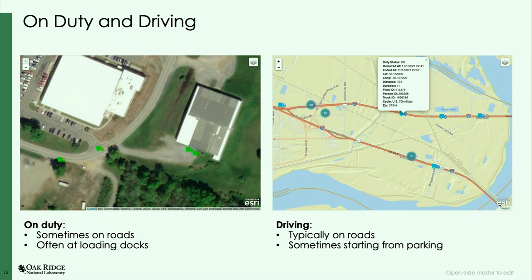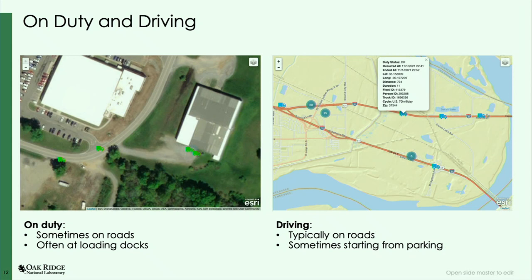Like when they're stuck in a traffic jam, you sometimes see some switching between on duty and driving, or possibly even off duty if they're basically at a standstill. Sometimes there are some frequent changes in that data. Anyway, actively driving, we show in blue. Those are typically on roads.